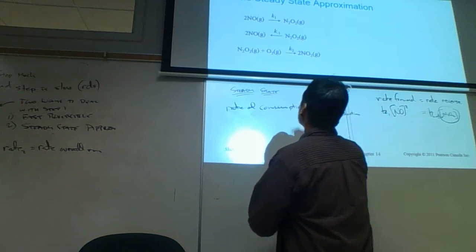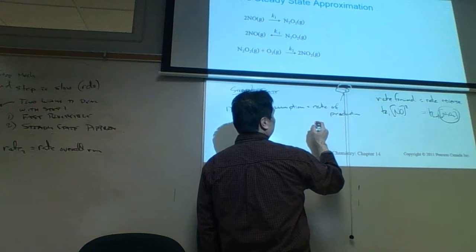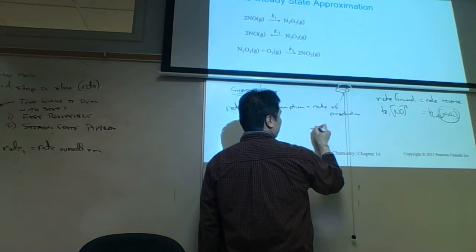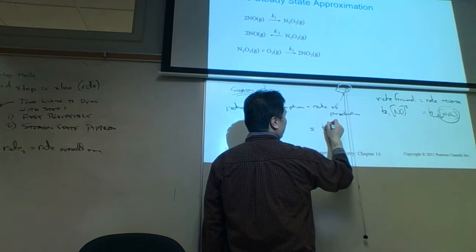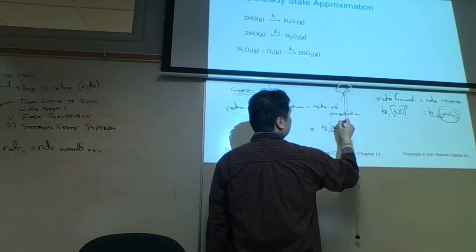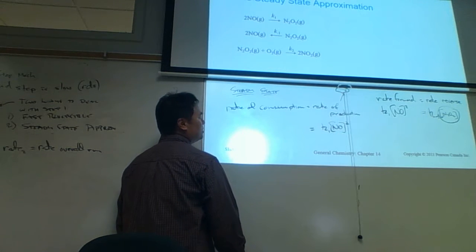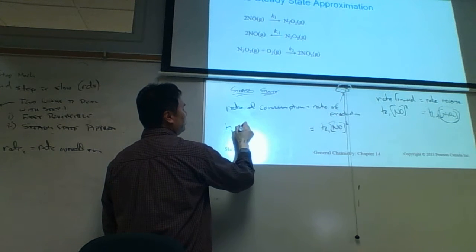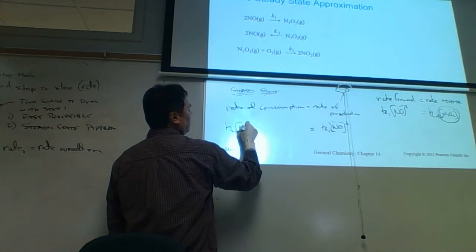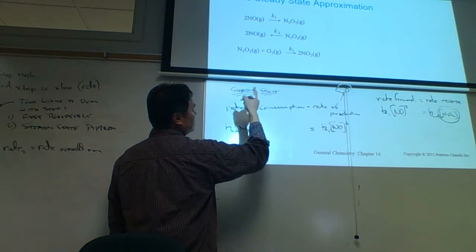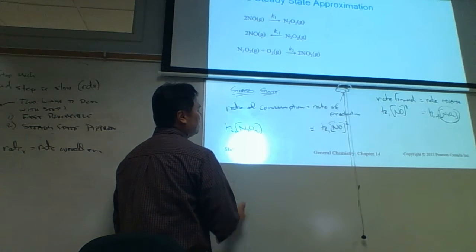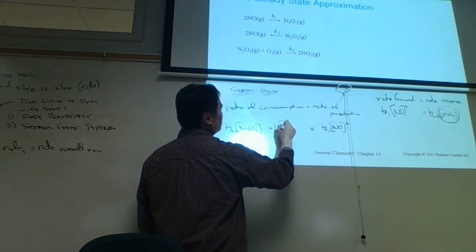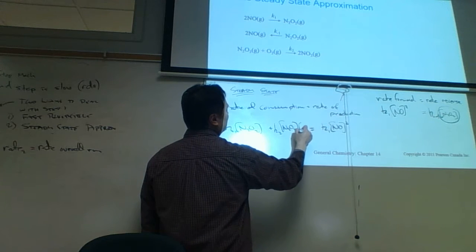And so it looks like the only place the N2O2 is produced is in the first step. And so the rate of production is equal to K1 times NO squared. This is a simple equation. The rate of consumption, we're consuming it in two ways. Taking the first step backwards, we have K minus 1 times N2O2. And the second way we're consuming it is via K2 times N2O2 times O2.